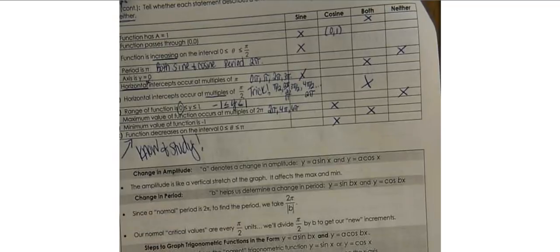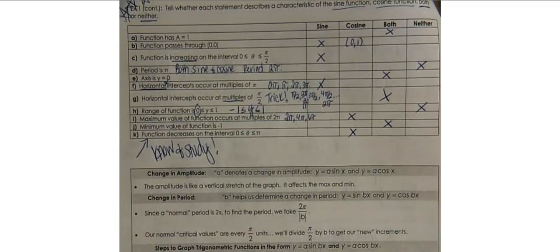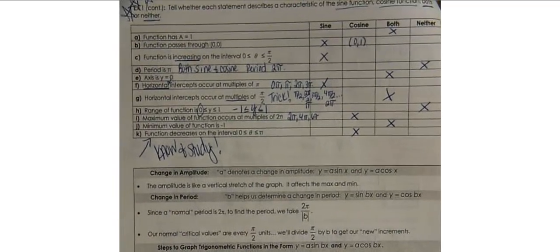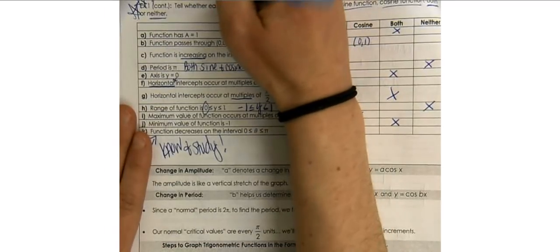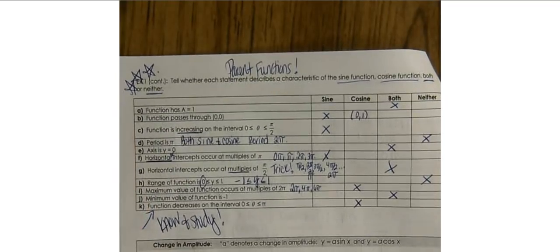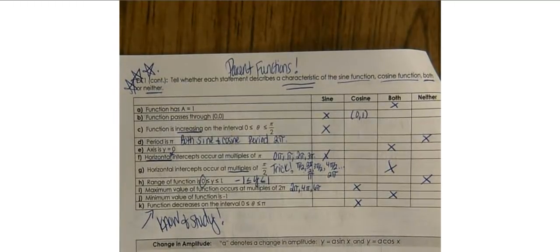So like I said, please make sure that you feel comfortable filling out a table like this, because once again, there's going to be questions similar to what you see here, where you'll have to analyze the parent function. So this all pertains to the parent functions of sine and cosine. So that's what I just wrote up here. These are the parent functions, analysis, characteristics of the parent functions of sine and cosine waves.